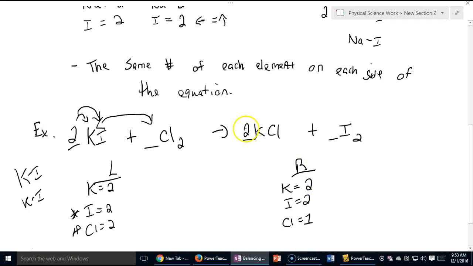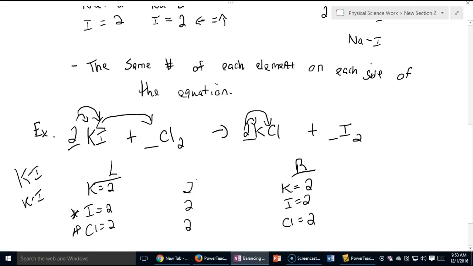However, when you did that, your 2 now has affected not only the K, but now the Cl. So I need to check. Now it means that I've got 2 Cl's on the right. Okay, well let's see. Do I need to fix that? I've got 2 Cl's on the right, and I've got 2 Cl's on the left. If you take a look at all the numbers that we've got, they should all be the same, and they are. You've got 2, 2, and 2. And that's how you know it's balanced.